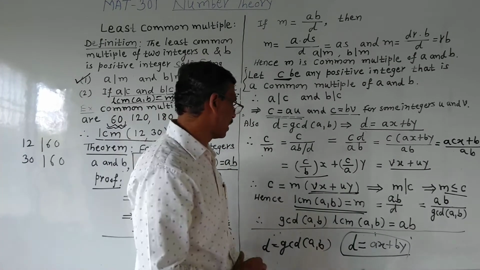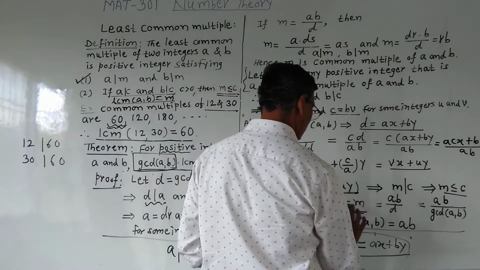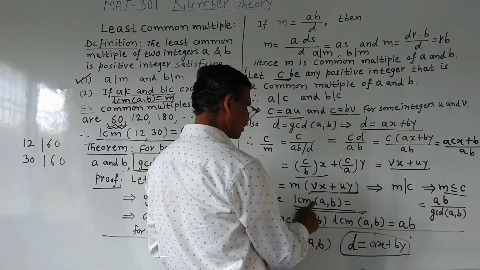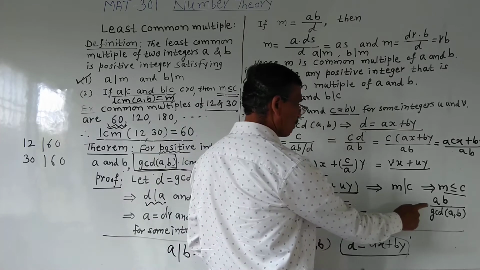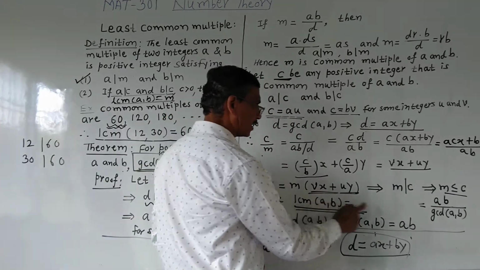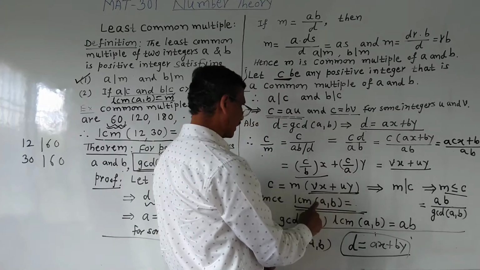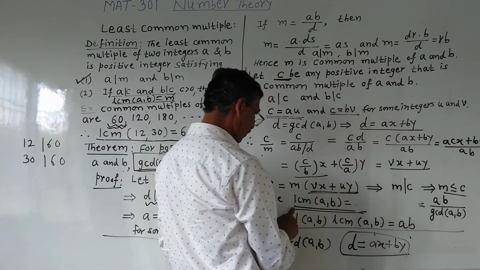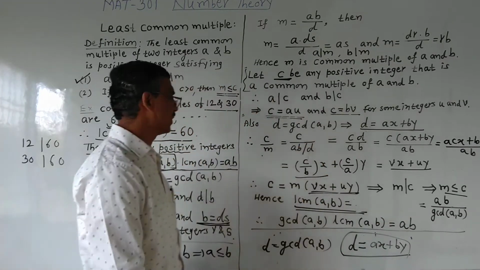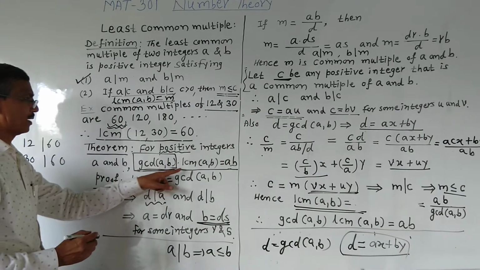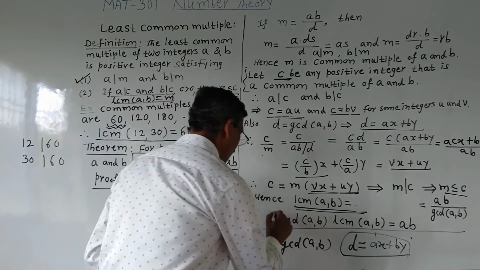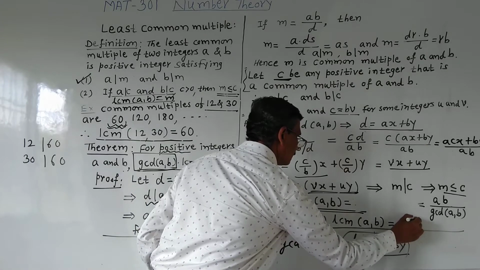What we have proved is that the least common multiple of a, b is equal to ab upon greatest common divisor of a, b. Now take the cross multiplication. After taking cross multiplication, GCD of a, b into LCM of a, b is equal to ab, which is the required answer here.